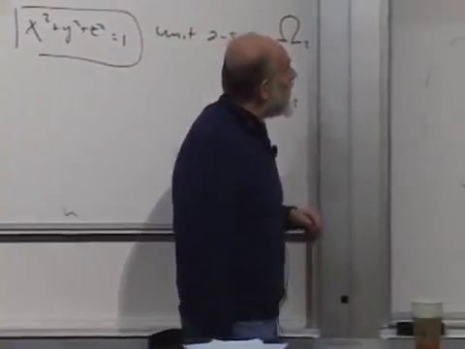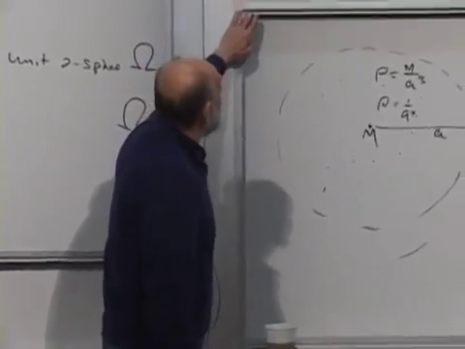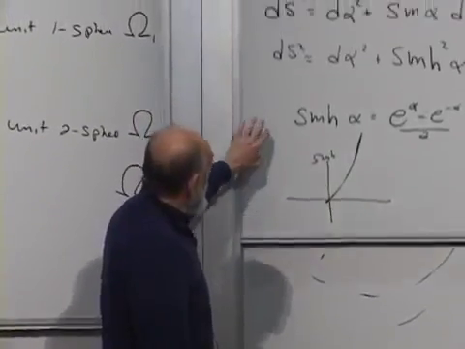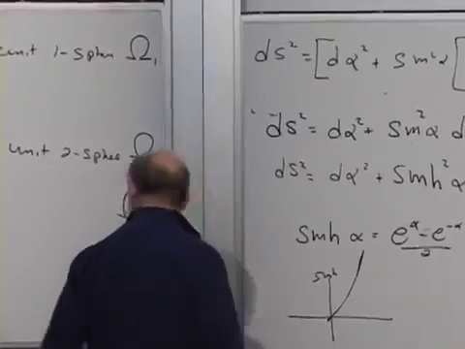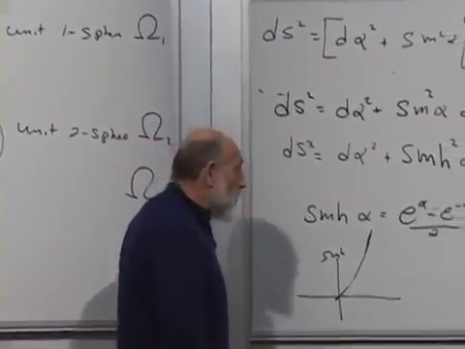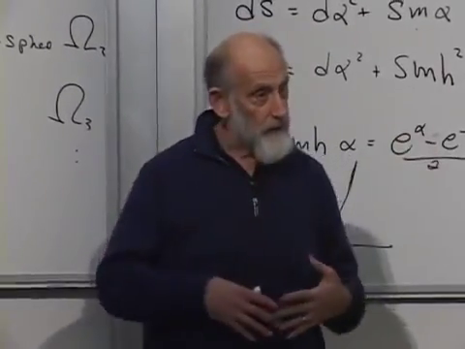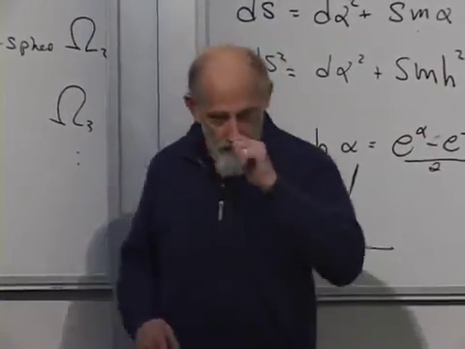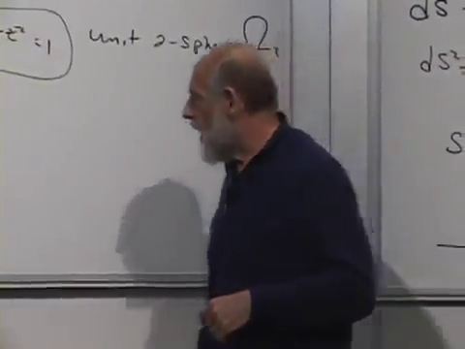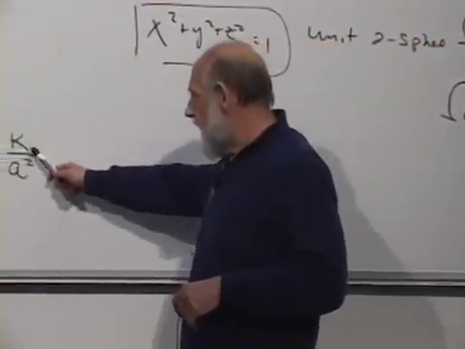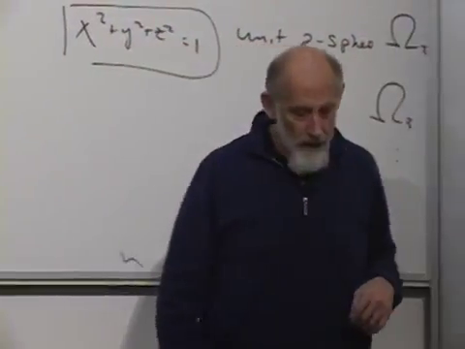In the negatively curved case, there's also a notion of radius of curvature for a negatively curved space. I won't describe it in detail. But again, in that case, it's just minus 1.